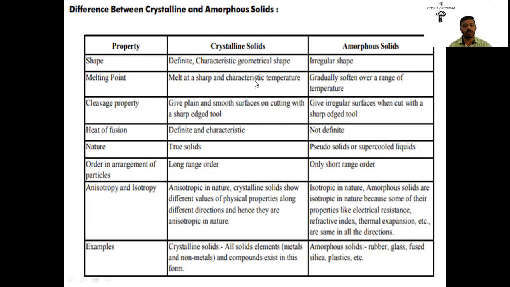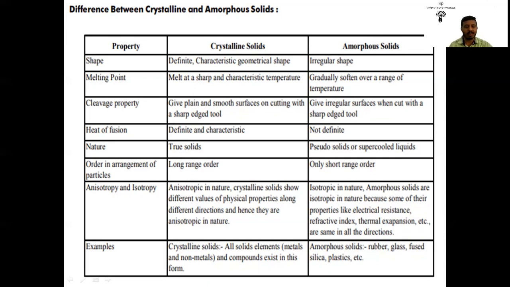Anisotropy and isotropy. Before going to the difference, first I will clear the definition of isotropy. What is meant by isotropy? As the name itself indicates, iso represents same. If you measure physical properties like thermal conductivity, electrical conductivity, as well as refractive index, and the particles give the same value for these physical properties in all directions, then the substance is called isotropic. If the substance gives different values in different directions, then it is called anisotropic. So crystalline solids are anisotropic in nature, while amorphous solids are isotropic in nature.